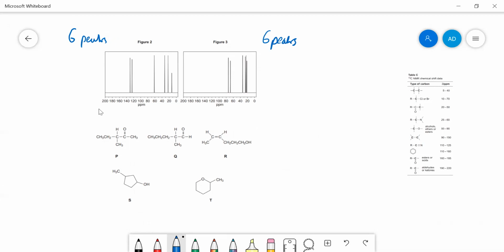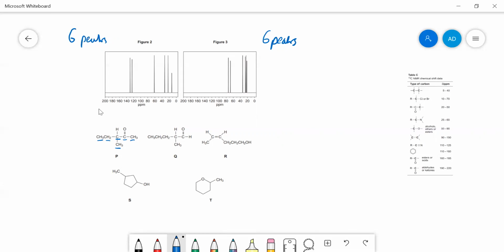Right, let's see how many peaks these compounds would give us. So P, and again you can pause the video if you like. How many peaks do you think you're going to get there? Well, that's 1, 2, 3, 4, 5, 6 peaks there, isn't it? So that's not going to help us really.